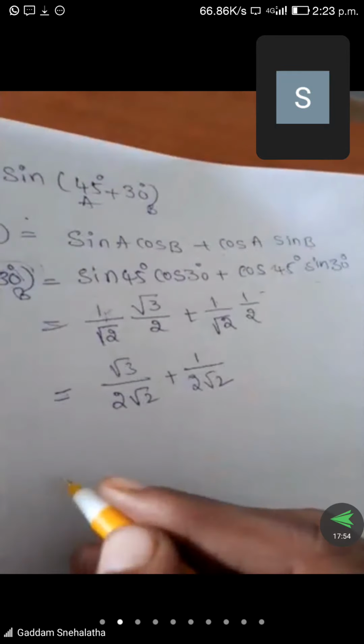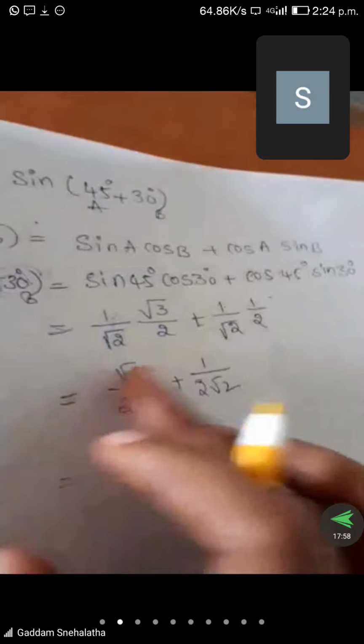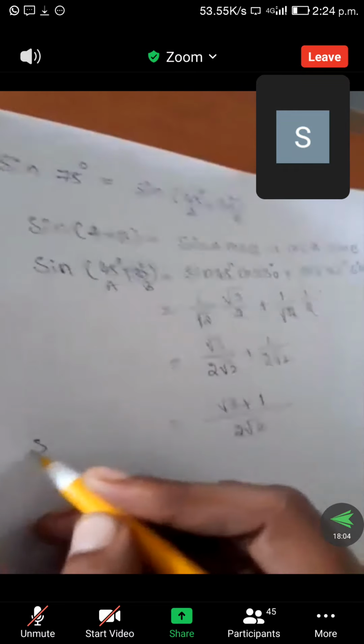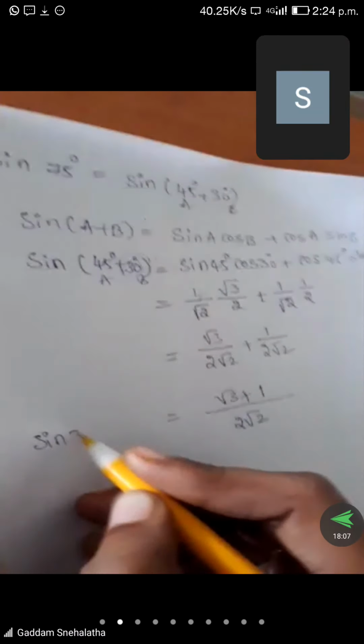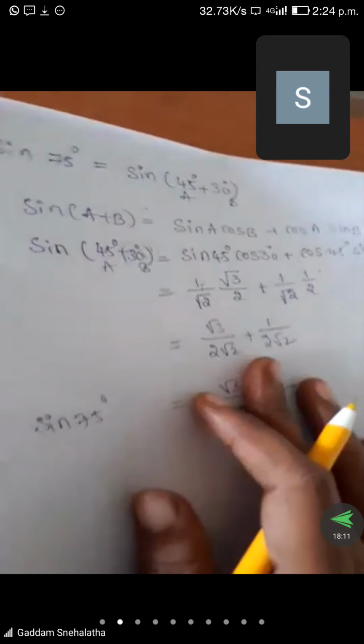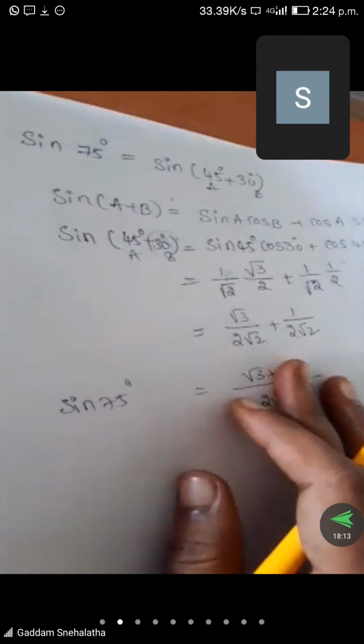So both denominators are the same, so we get the LCM as 2 root 2. Since the denominator is the same, the numerators also add together. So we get root 3 plus 1 by 2 root 2. So this is the value of sine 75 degrees. Is it clear?